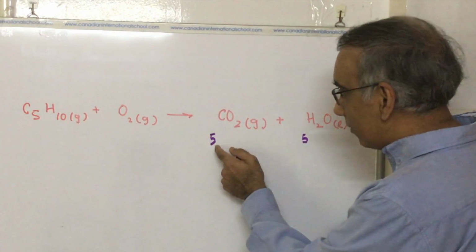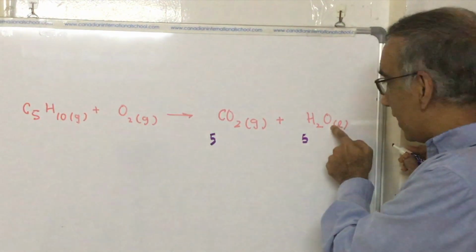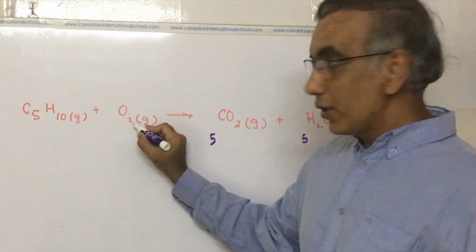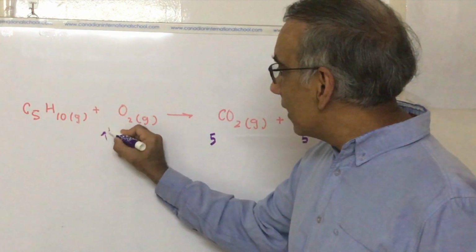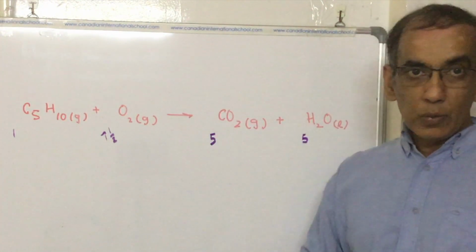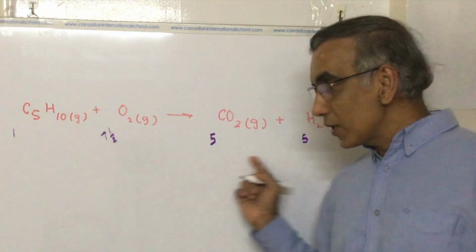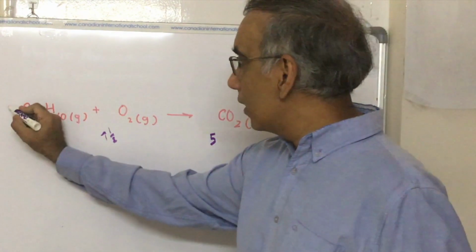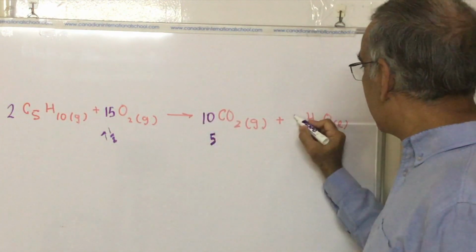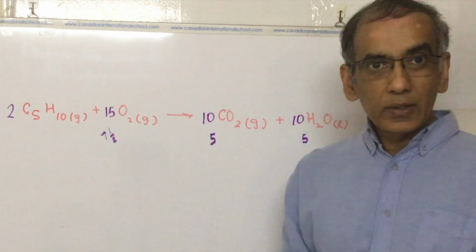Then 5 multiplied by 2, that's 10 oxygens. 5 multiplied by the 1 that's understood here, that's 5 oxygens here, giving you a total of 15. You've already got a 2 here, so therefore this needs to be 7.5. This, of course, is 1. Removing the half because you want to get a whole number, you want to get an integer in a balanced equation, you multiply across by 2, and your balanced equation becomes 2, 15, 10, and 10. And very quickly you would arrive at the balanced equation without too much stress.